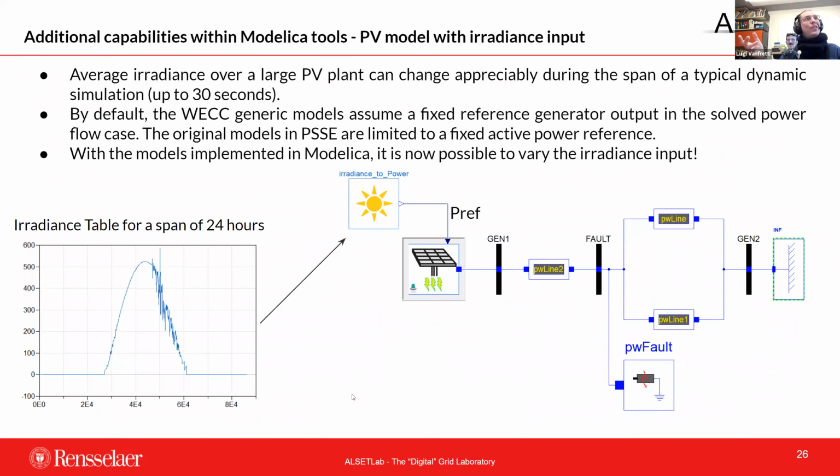Now that we have a model and we can do things just as PSSC, we can do more. So one thing that you cannot use PSSC for, because it takes forever, is to give it an irradiance table of 24 hours and simulate sub-second level dynamics. So you can apply this irradiance table and let the simulation run and see the dynamic effect on the system, all the way from that input of irradiance to the output. Similarly, we can do the same for wind, and we can do all of these things that are not possible because you would have to wait forever with PSSC.